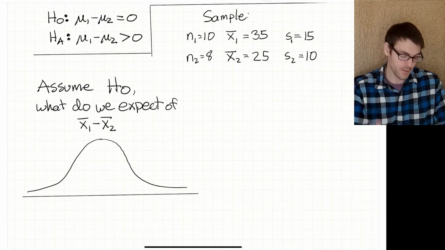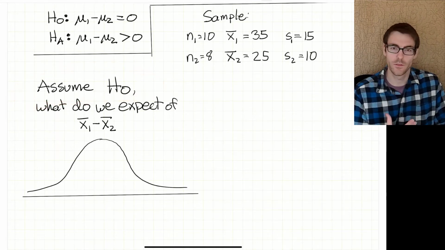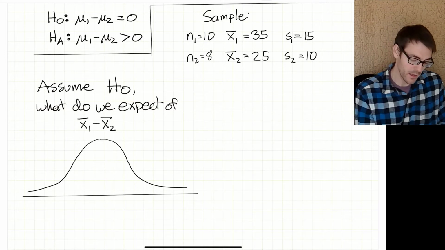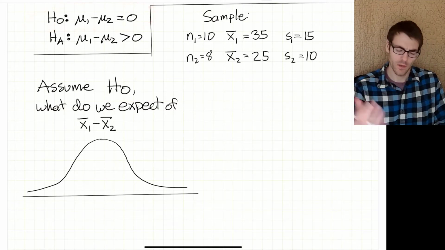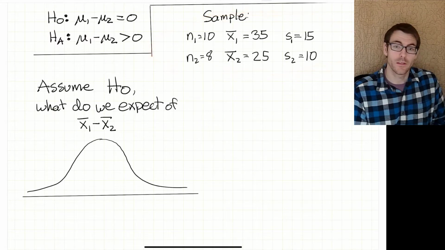Again, as usual, to answer this, we are going to assume that the null hypothesis is true. So we're saying, if this null hypothesis is true, how unlikely is it to get a sample that looks like this?